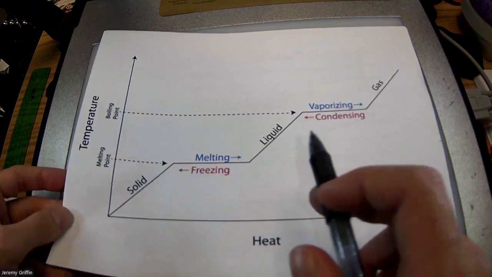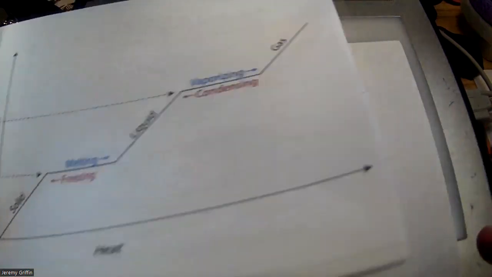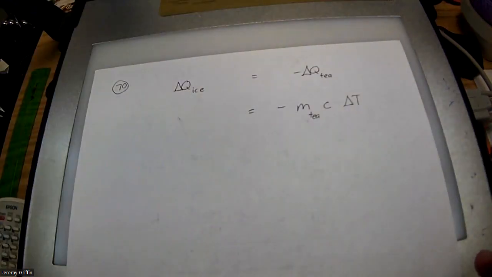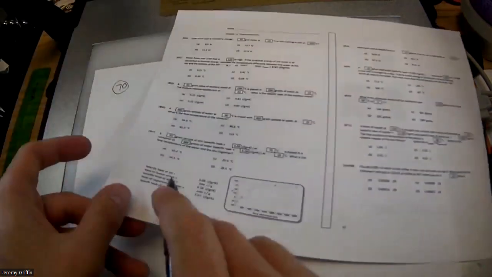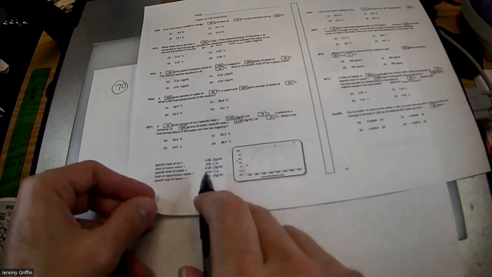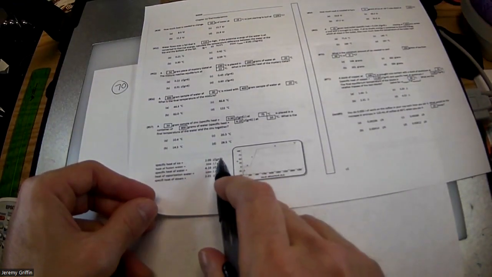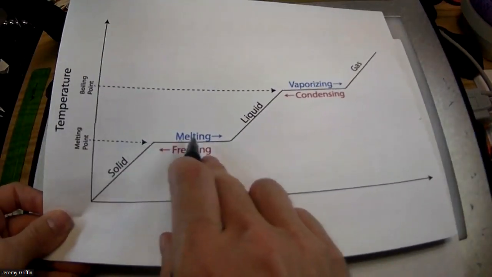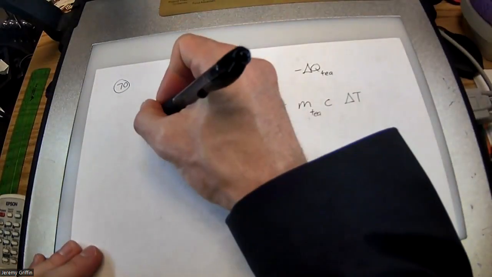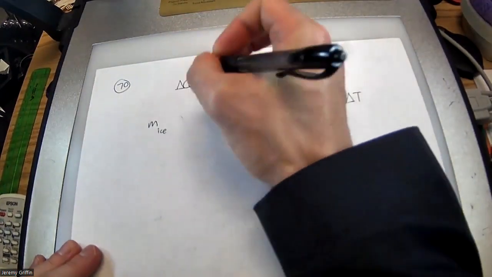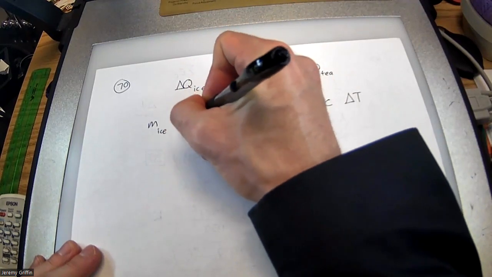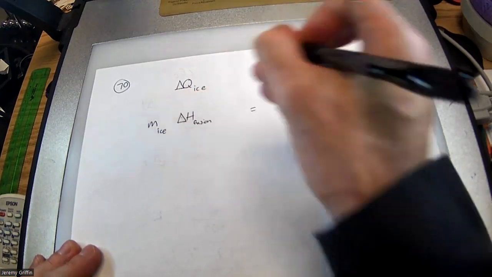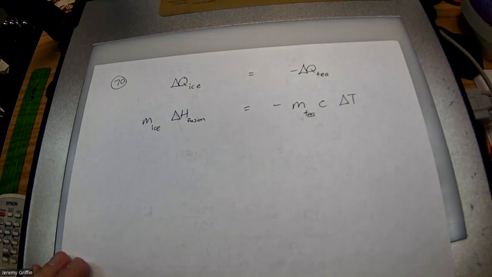So you don't use specific heat capacity. What you use is latent heat of fusion. You guys remember these 5 numbers from this table from yesterday? Latent heat of fusion, which tells you basically the length of this part of that diagram. So that's mass of the ice times latent heat of fusion. You guys got that?